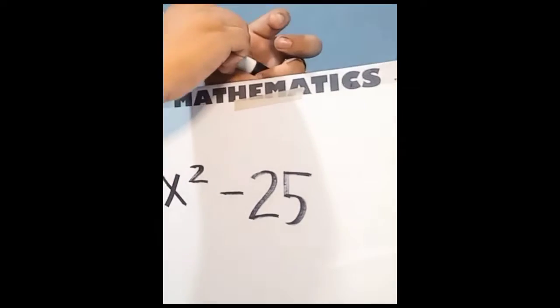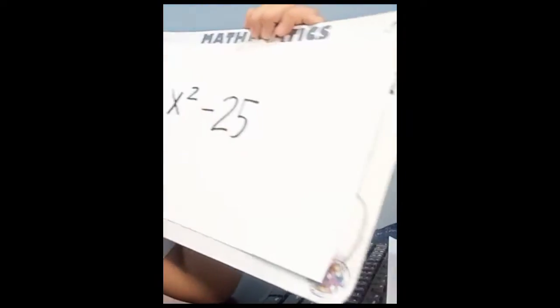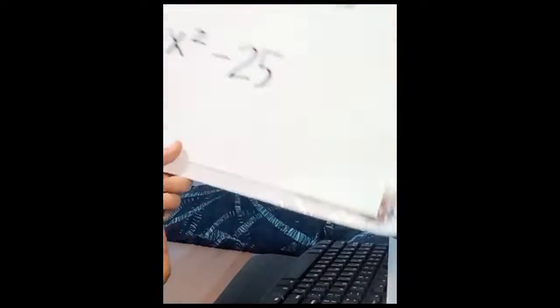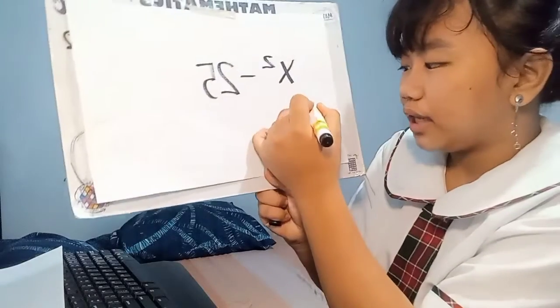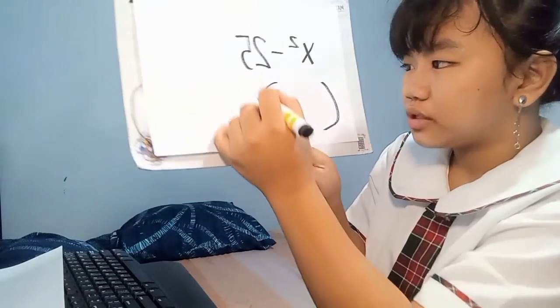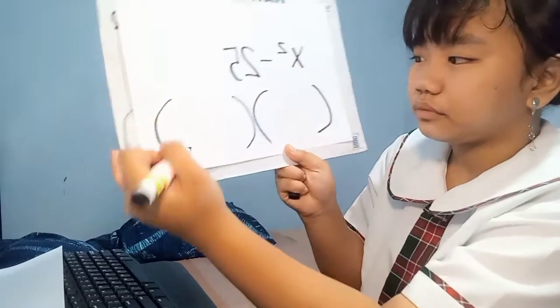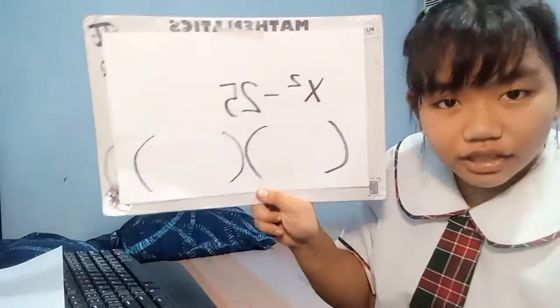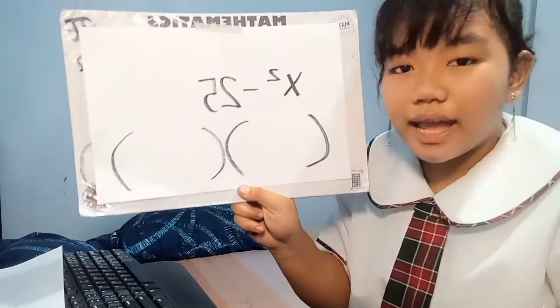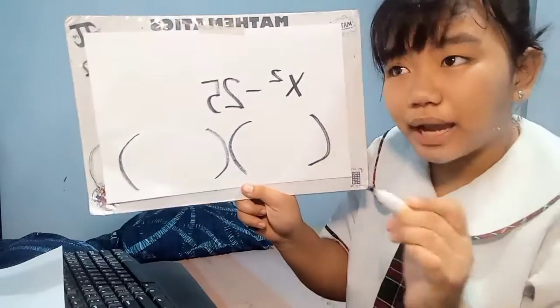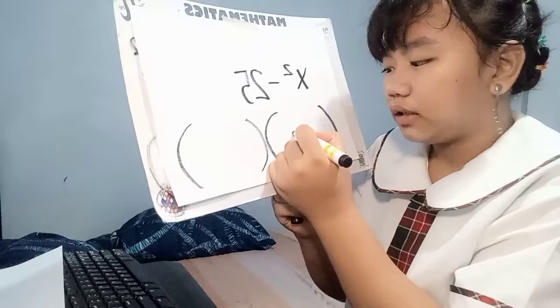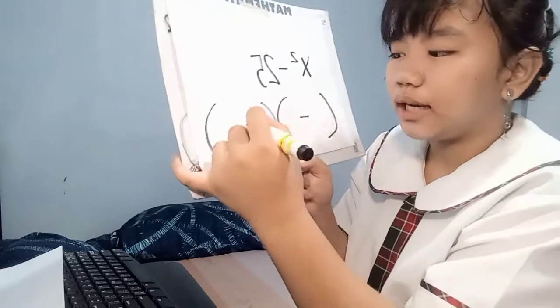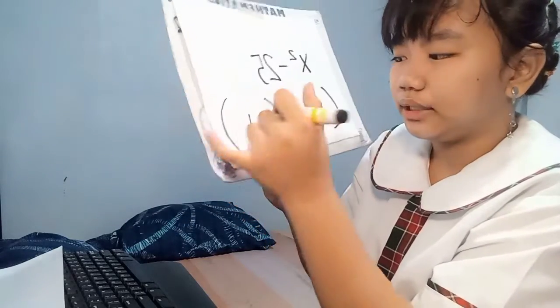So, what are the steps in finding this factor? Ang first step na gagawin mo is you're going to write two open and close parentheses. And the second step is we're going to write a minus sign and a plus sign. It's up to you kung saan mo ilalagay yung minus. Pwede siyang magkabaliktad, hindi ka mamali.